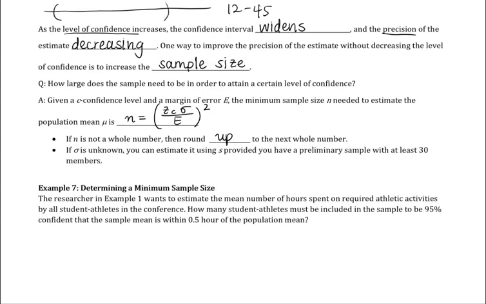Now, if you do not know sigma, you can use the sample standard deviation to estimate it if your sample is at least 30 members. So this second bullet point does not apply to lesson 18. It applies more to lesson 19, because lesson 19 is going to be the lesson where we are finding confidence intervals and we do not know the population standard deviation. We only know the sample standard deviation.